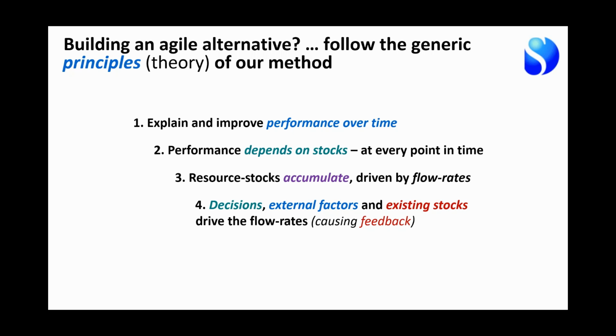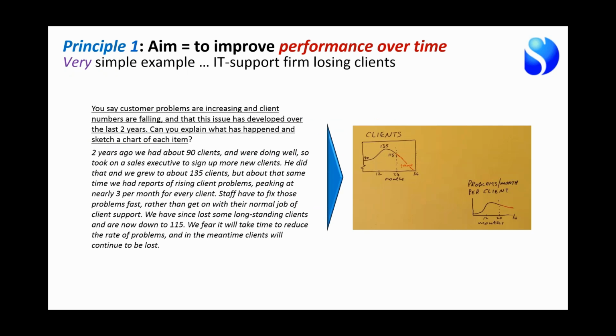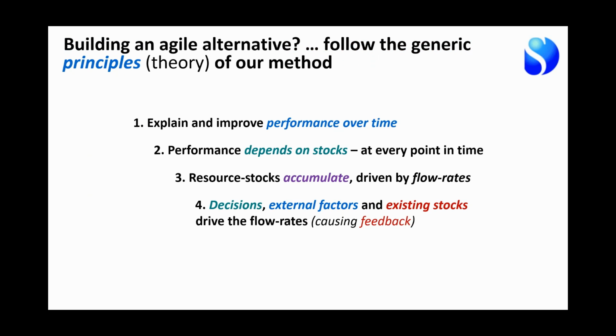And it's because existing stocks drive flow rates that we get feedback. You can't have feedback unless that last statement is true. So if we follow those principles, can that get us to a working model and a solution rather faster? So I'm going to take you through the simplest possible case that I've come across in using this method.